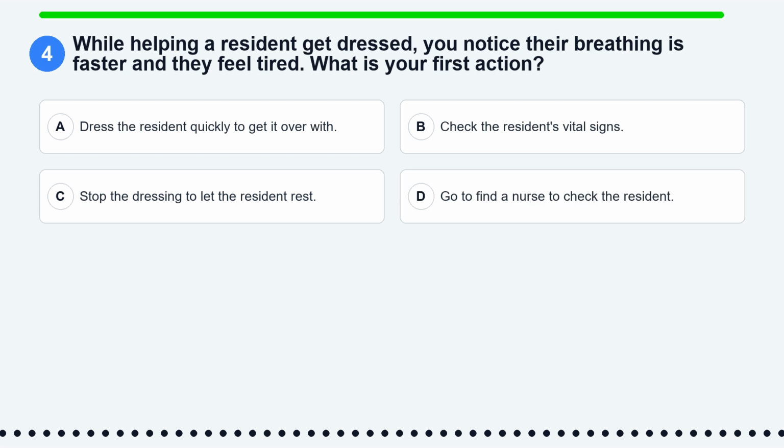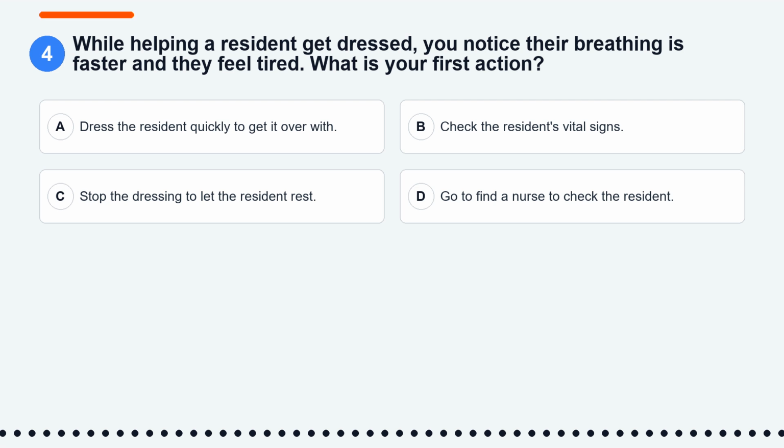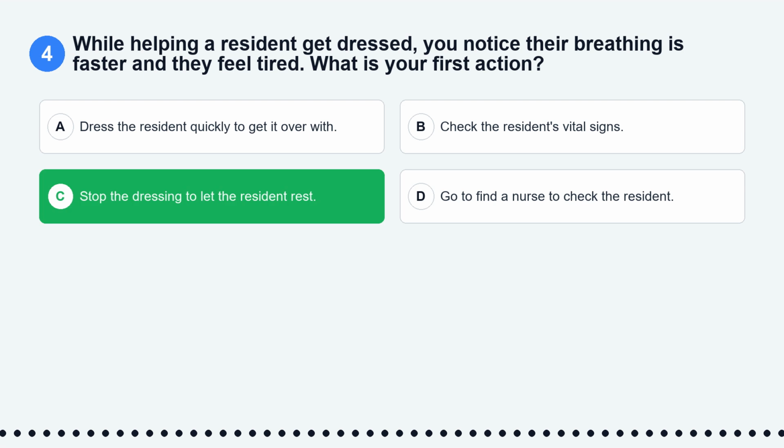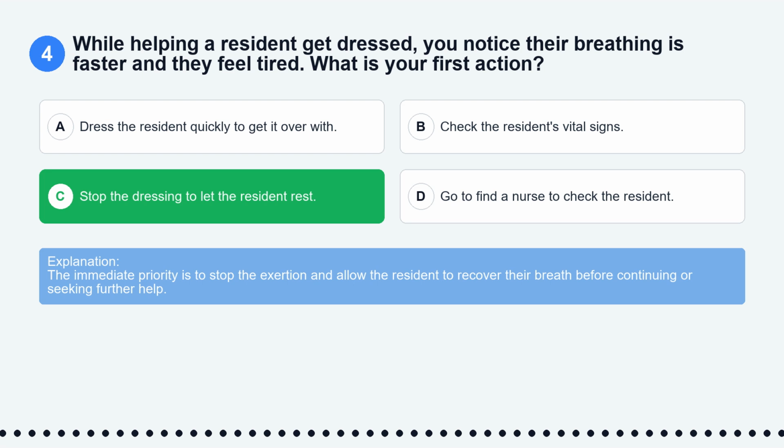Question 4. While helping a resident get dressed, you notice their breathing is faster and they feel tired. What is your first action? Option A, dress the resident quickly to get it over with. Option B, check the resident's vital signs. Option C, stop the dressing to let the resident rest. Option D, go to find a nurse to check the resident. The correct answer is option C, stop the dressing to let the resident rest. The immediate priority is to stop the exertion and allow the resident to recover their breath before continuing or seeking further help.